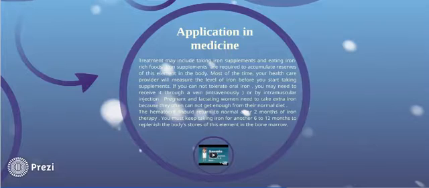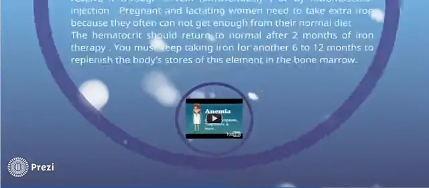The hematocrit should return to normal after 2 months of iron therapy. You must keep taking iron for another 6 to 12 months to replenish the body stores of this element in the bone marrow.